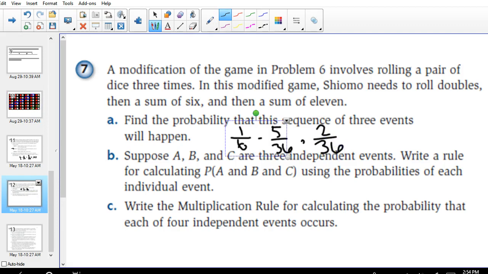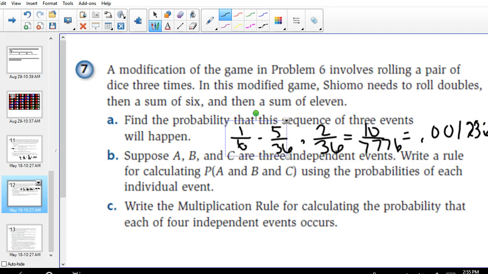So if we multiply those together, we're going to get 10 out of 6 times 36 times 18, which is 7776. We could reduce that, or let's just go ahead and get a decimal for that because it's helpful. If we get a decimal for that, we'll get 0.001286. So you can see that that small possibility went down even more by adding that third event in the sequence.